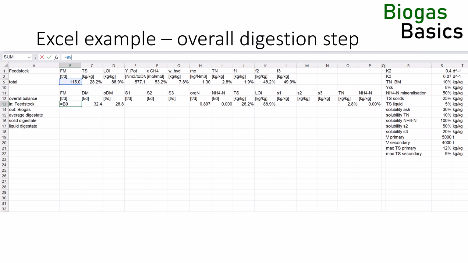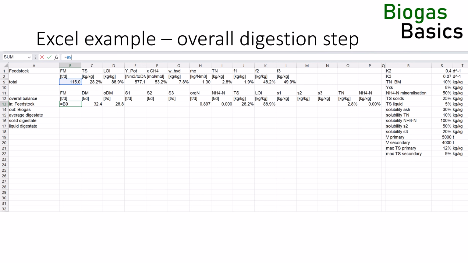Next comes the TS of the solid and liquid digestate, then the solubilities of ash, organic nitrogen, total ammonia nitrogen, and the substrate fractions. We do not need a solubility for fraction 1 as it degrades completely and cannot be found in the inflow of the separation step. We choose a solubility of 50% for the medium-fast degradable fraction and of 20% for the slowly degradable fraction, which consists mostly of insoluble particles. And lastly, we have the sizes of the primary and secondary digester and their maximal TS content.